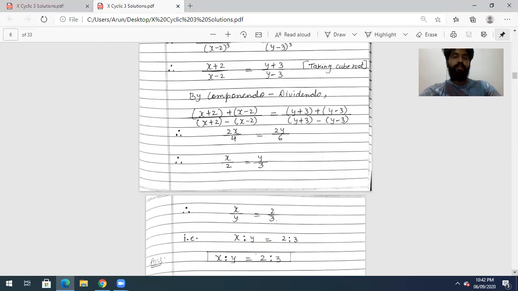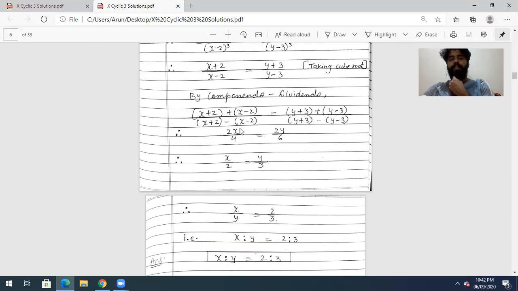When you take cube root on both the sides, you have x plus 2 upon x minus 2 is equal to y plus 3 upon y minus 3. You will again apply componendo dividendo. So numerator plus denominator upon numerator minus denominator on both the sides.